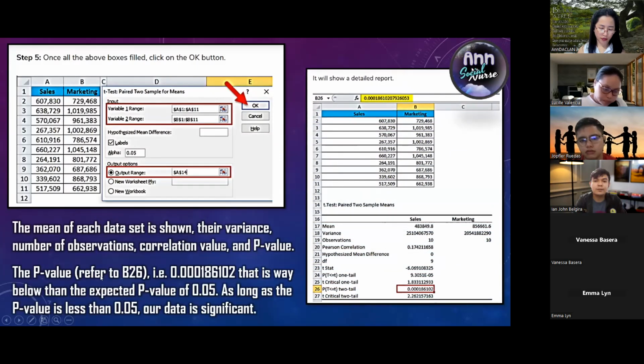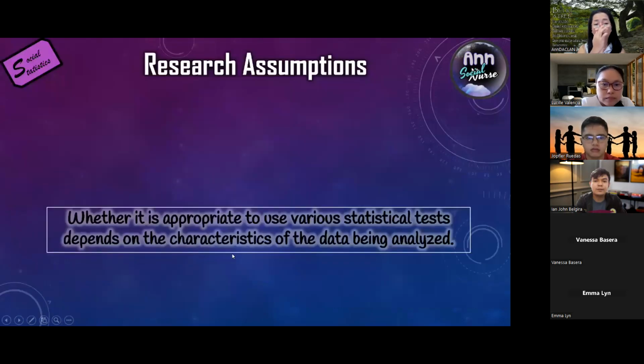And the p-value, you refer to this one, B26, the p-value, that's 0.0001861002. That is below the expected p-value of 0.05. As long as the p-value is less than 0.05, our data is significant. So this is the detailed report from what we did here.